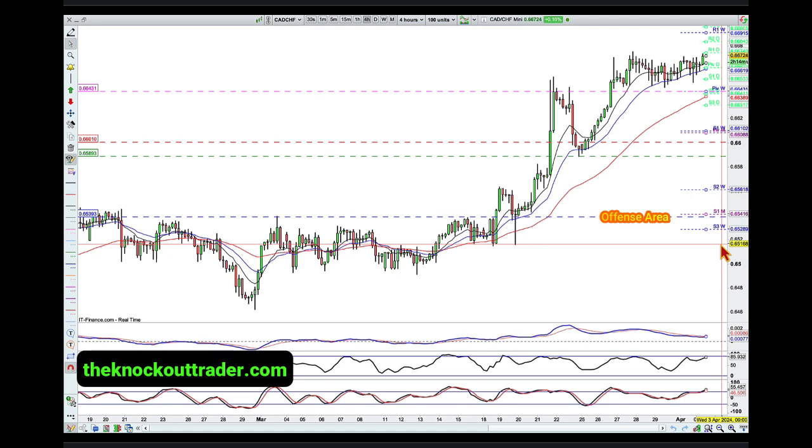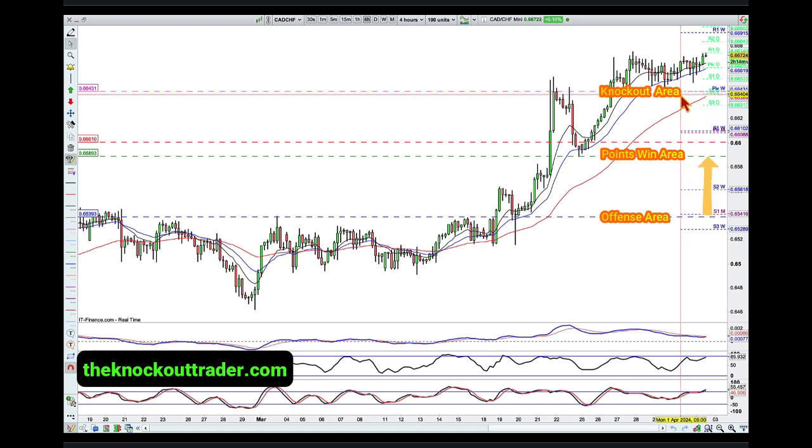Now, my striking area is going to be in and around the 65.50 area, so that's my offense line. And then my point swing is going to be at this green line, so in and around the 65.90. And my knockout area is going to be just underneath this pink line, so in and around the 66.40 area.